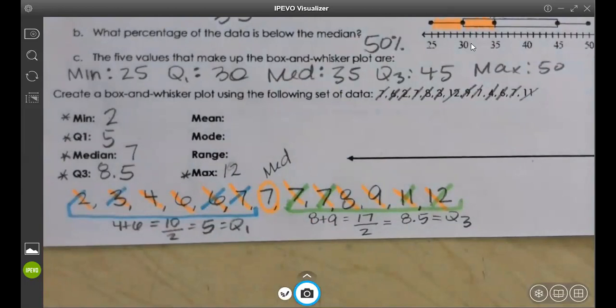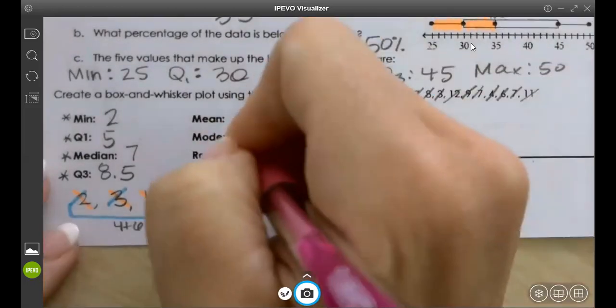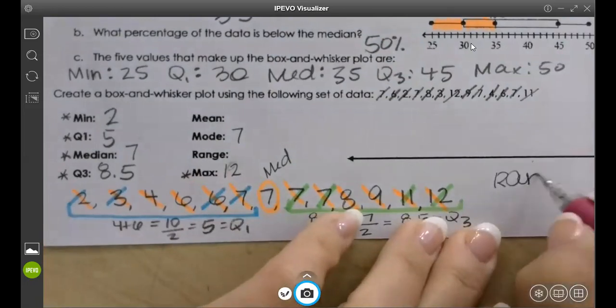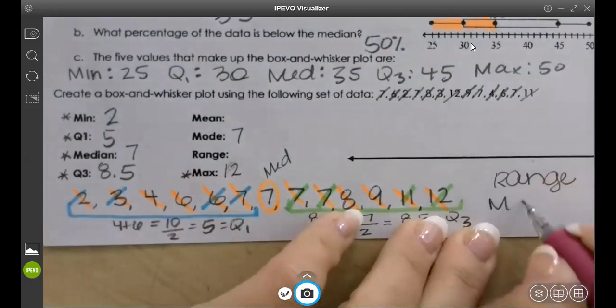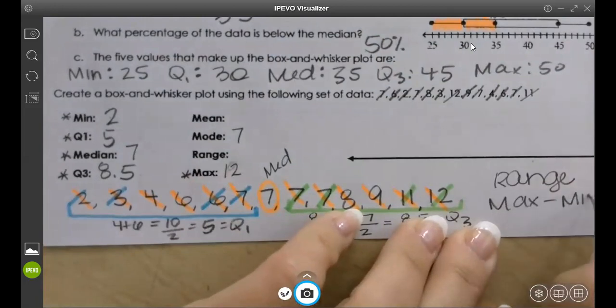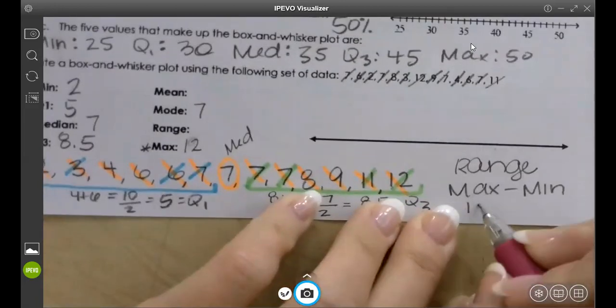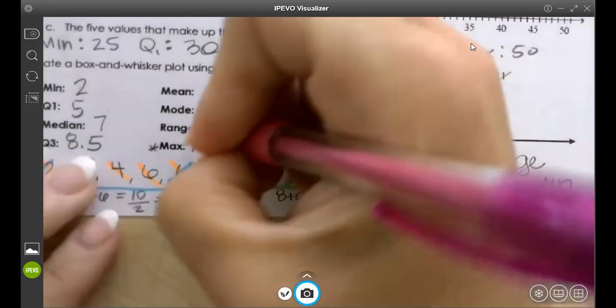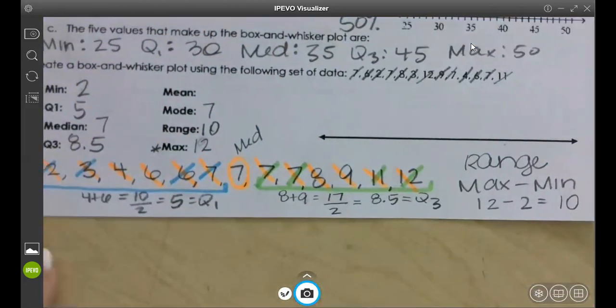All right. If we were doing it by hand, how would we find our mean? Divide by the number there is, right? We're going to put that one in our calculator and find out. What's our mode? And which one is it? 7. The range that we haven't done, your regular range, not your IQR, but your regular range is your max minus your min. So what is 12 was our max minus our min is 10. So that's your range.